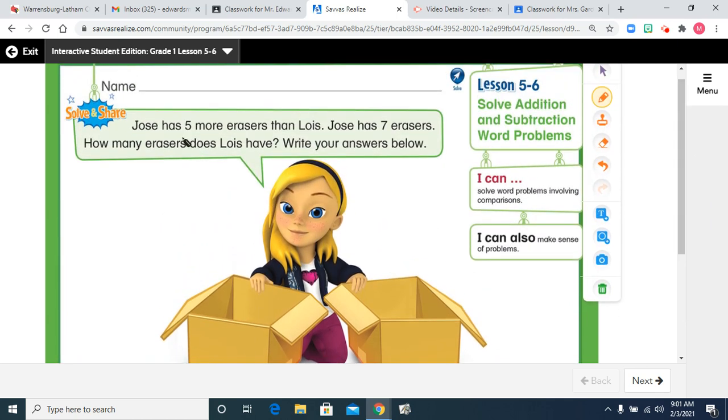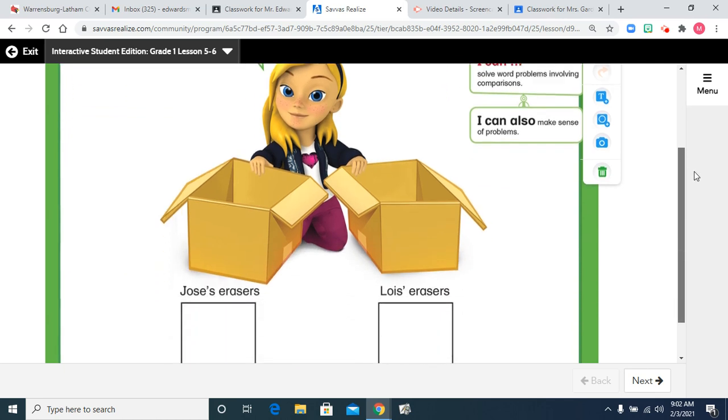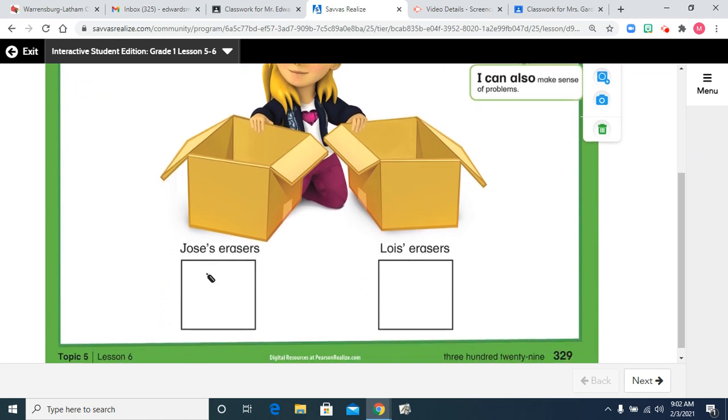It says Josie has 5 more erasers than Lois. Josie has 7 erasers. How many erasers does Lois have? Write your answer below. Okay, so what do we know? Well, we know that Josie has 5 more erasers than Lois, and we know that Josie has 7 erasers. So we can put the number 7 in Josie's box, and then I'm just going to draw circles. 7 erasers. 2, 3, 4, 5, 6, 7.